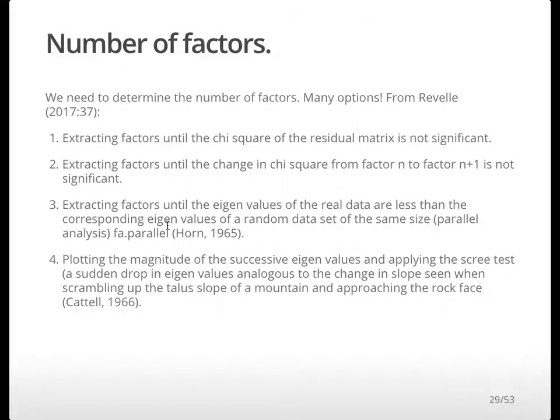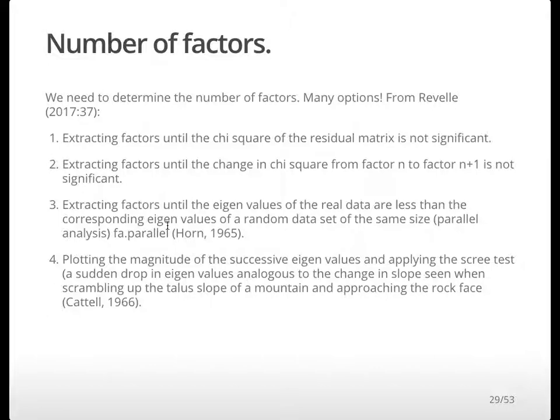So now the big thing is, how do we determine the number of factors? I just extracted a large bunch, but I could have also done 5 or 4 or 3. So there's several ways in which you could do it, and over the years people have proposed many different things. So you could say extract factors until the chi-square of the residual matrix is not significant. You could extract factors until the change in chi-square from factor n to factor n plus 1 is no longer significant. Extracting factors until eigenvalues of real data are less than the corresponding random data. So this is known as parallel analysis.